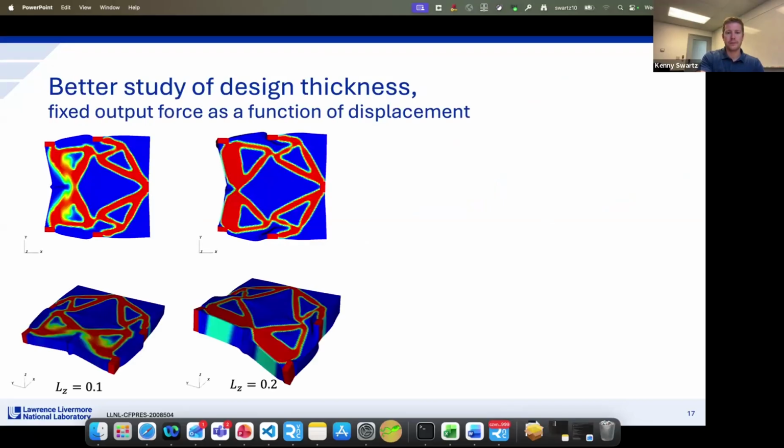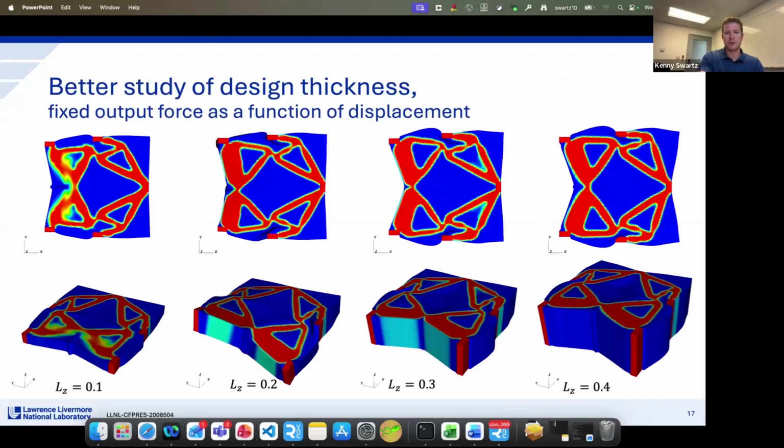And here I looked at, for different thicknesses, does it change the design? And mostly I'd say the answer is no. And so this tells us the minimum thickness we can get away with without buckling. For this case, it was about a third of the domain size.